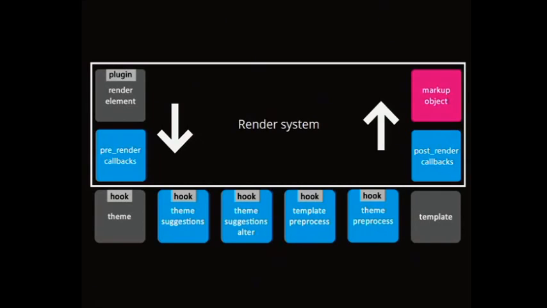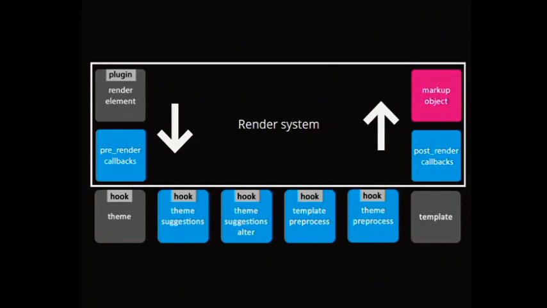And how it works... This is a very, very confusing picture, but it was the easiest way to put it on one slide. So what happens is that when you create a render element, so probably many of you have used the form API. When you say hash type and input or text field, that is a render element, and it will create something inside here. It will provide default values for the theme system, and that will print it, and then it will give it back to the render system.